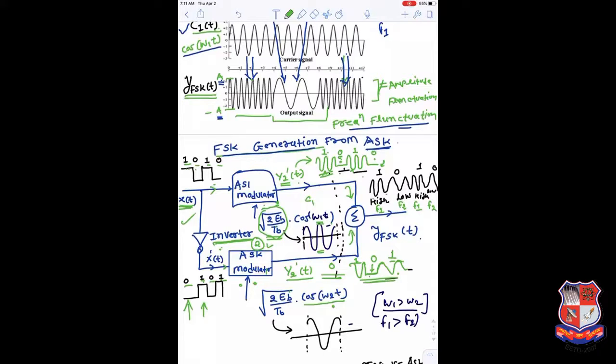So that is an alternative presentation. Here we have a 1 which is encoded with omega 1 frequency. The 0 is converted to 1 after passing through the inverter, and multiplied with cos omega 2t. So this signal is added over here. After addition, this portion will remain as it is, but this portion is replaced with the second carrier, the omega 2t frequency.